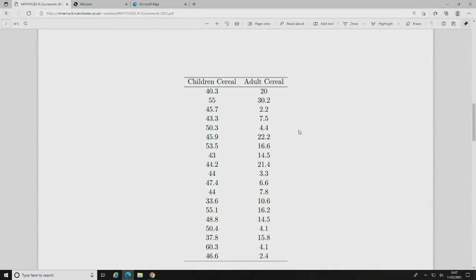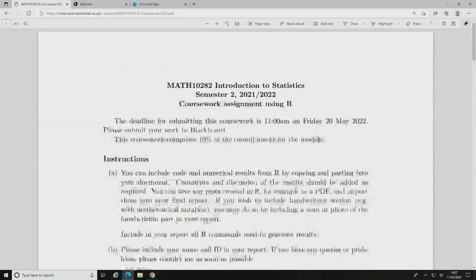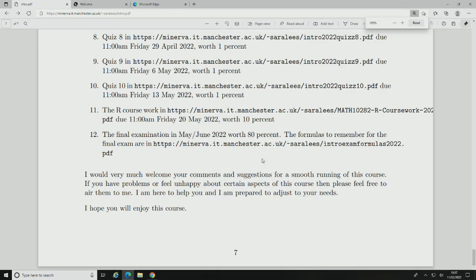Okay. In order to do this ARC coursework, you need to attend the computer lab sessions. So that's why it's really, really important, including the one this week, that you do come to all the computer lab sessions. That will help you to do the ARC coursework, right? Okay, so this is worth 10%.